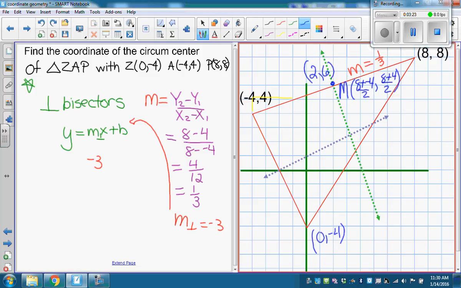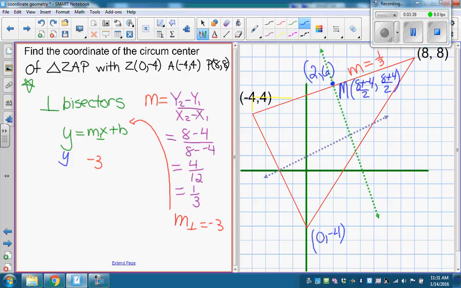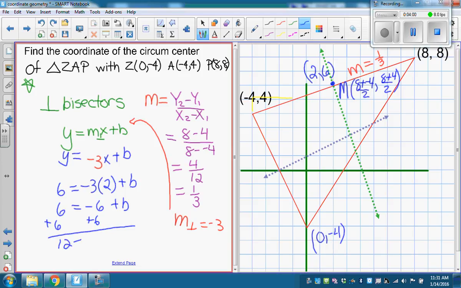So I'm going to use that to get the perpendicular bisector because this green line goes through that midpoint and it has the slope of -3. So to find the equation of the perpendicular bisector, I'm going to find b using the midpoint. So 6 is equal to -3 times 2 plus b. So -6 plus b is equal to 6. So add 6 to both sides, and you get 12 is equal to b.